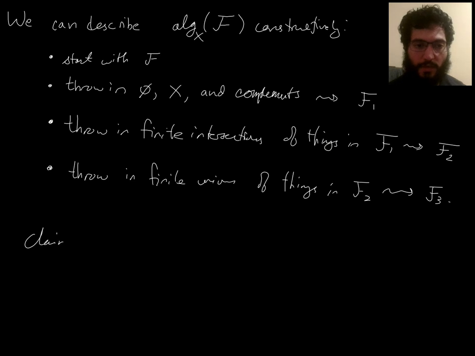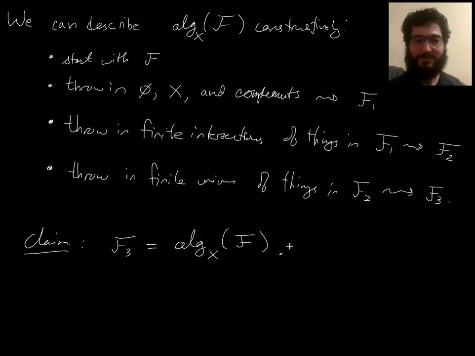And then our claim is that F3 is the algebra of sets on X generated by F. So that is a pretty constructive description, right? You start with F, and then you build this set out of F. The set of finite unions, of finite intersections, of things in F and their complements, and also the empty set and the whole thing. So you can describe exactly what are the elements of this thing. So let's look into proving this claim.